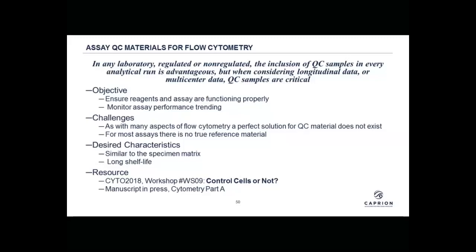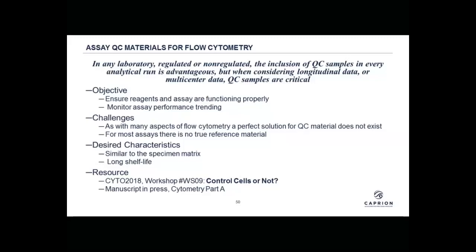I'm not talking about all the beads and fun things that we'll use to make sure that our instruments are behaving. We're just talking about assays here. And so we want to monitor assay performance trending. So as with everything we do in flow cytometry, there's lots of challenges, and there's not a perfect solution for QC material. For most assays, there is no true reference material. The desired characteristics of our QC material is that it's similar to the specimen matrix, and it has a long shelf life. Well, these are almost mutually exclusive.